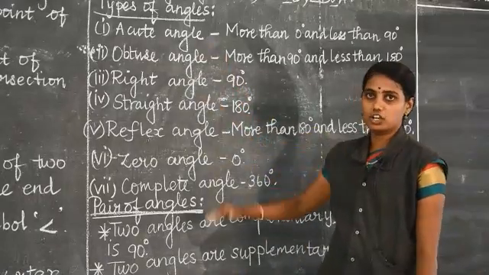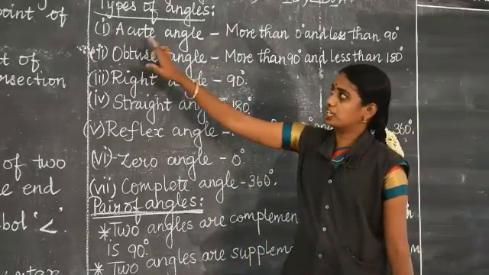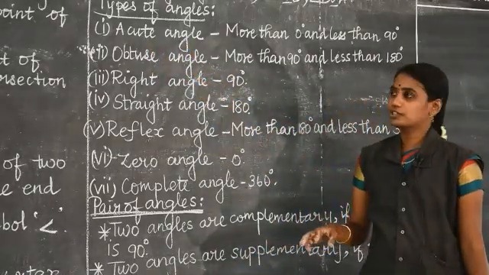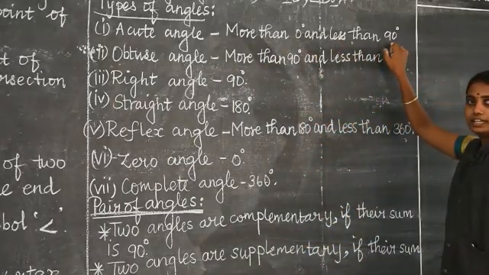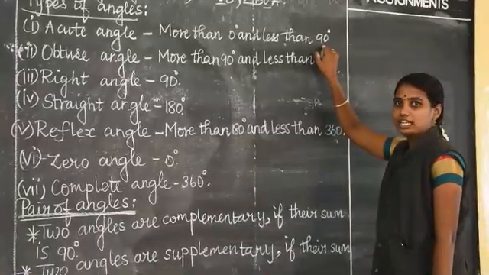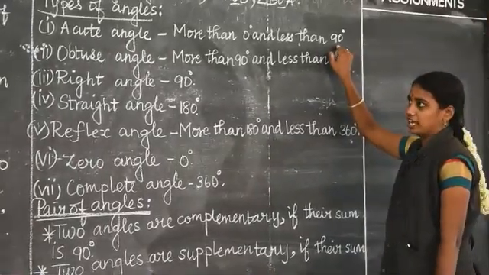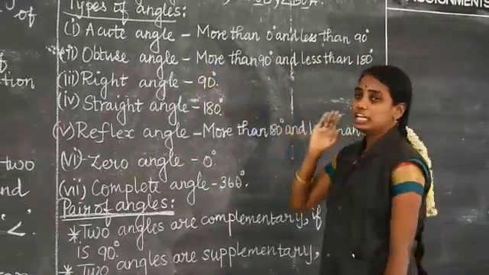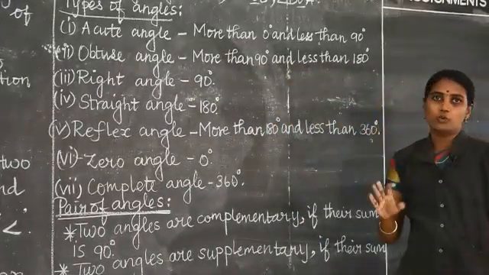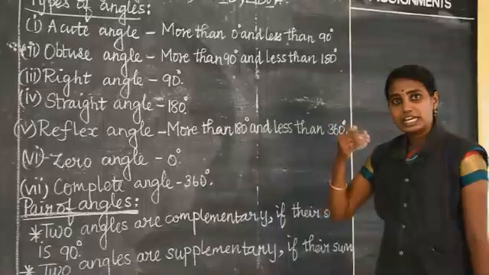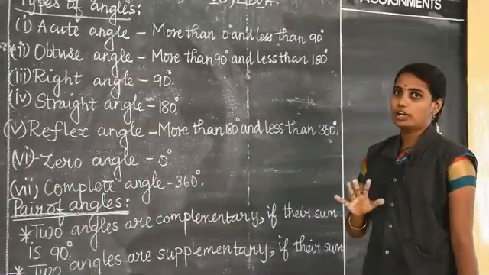Once again, I recall about that. Acute angle: the first one is acute angle, more than 0 degree and less than 90 degree. Obtuse angle measures more than 90 degree and less than 180 degree.